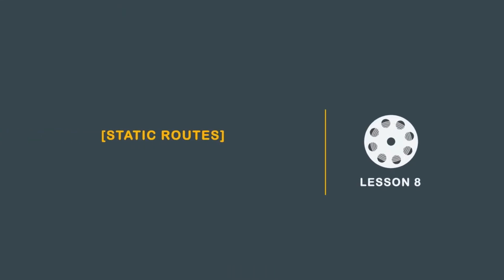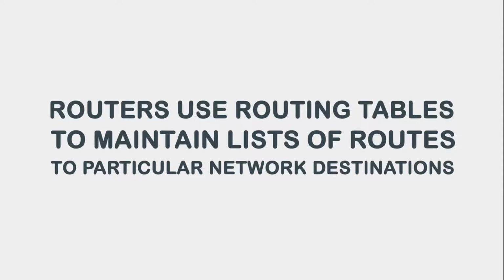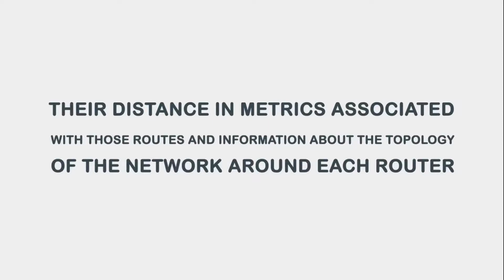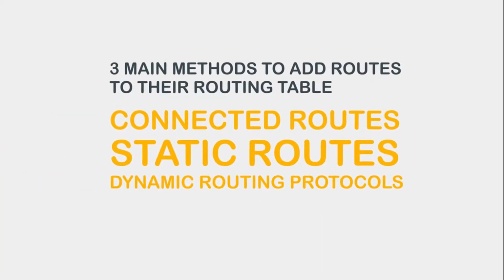In this video, we will discuss static routes. Routers use routing tables to maintain lists of routes to particular network destinations, and their distance and metrics associated with those routes and information about the topology of the network around each router. Routers use three main methods to add routes to their routing table: connected routes, static routes, and dynamic routing protocols.